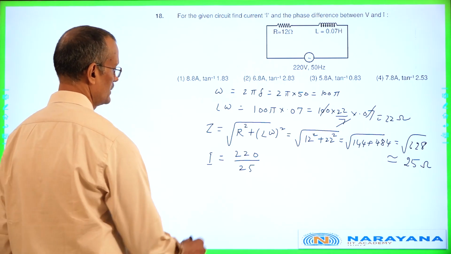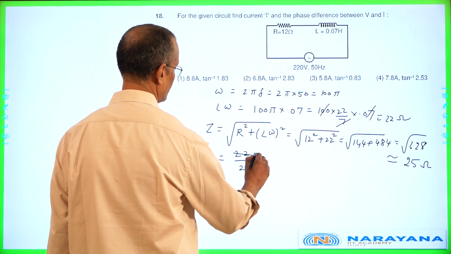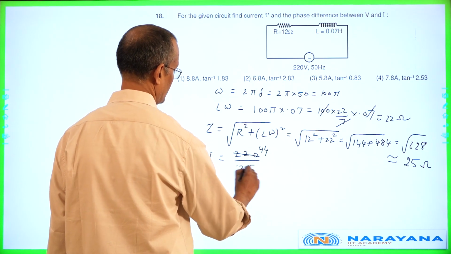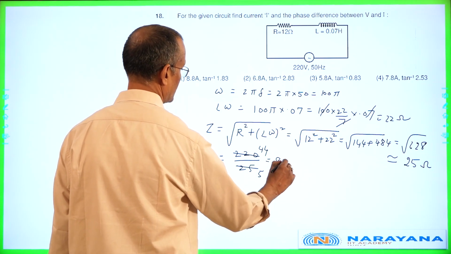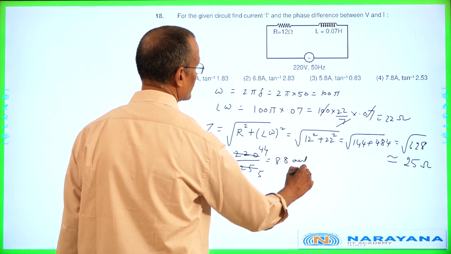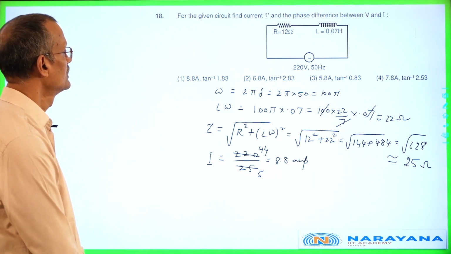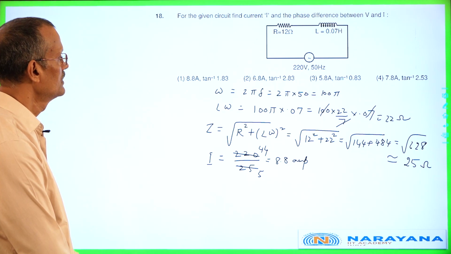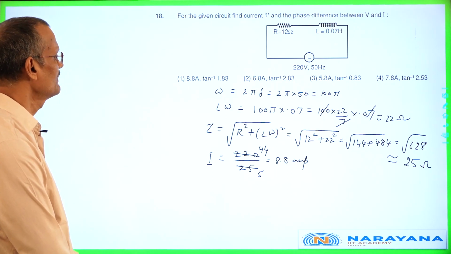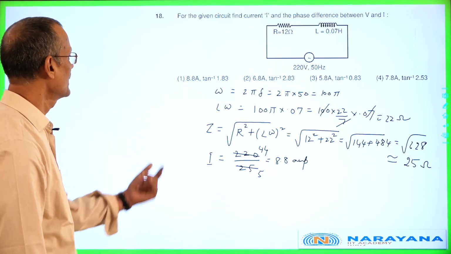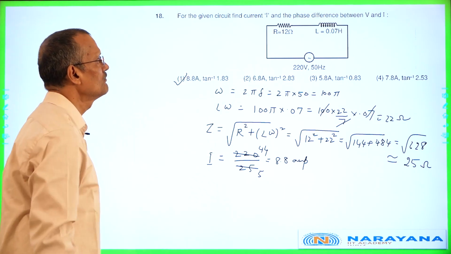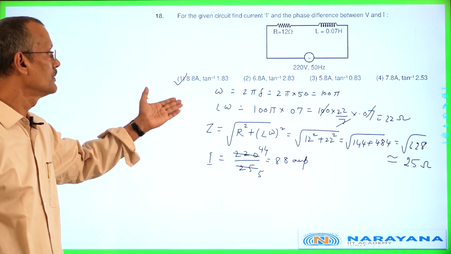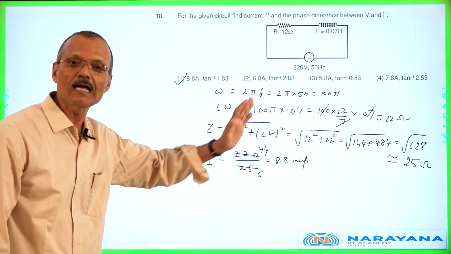We have to calculate 220 by 25, which is 8.8 ampere. So, your IRMS will become 8.8 ampere. Check it, a very unique answer they are giving, they should not give like that. Any child just by getting the current can tick one, no need to find the second quantity. They are asking you phase difference also, why will I calculate? Because 8.8 is given in only one answer.